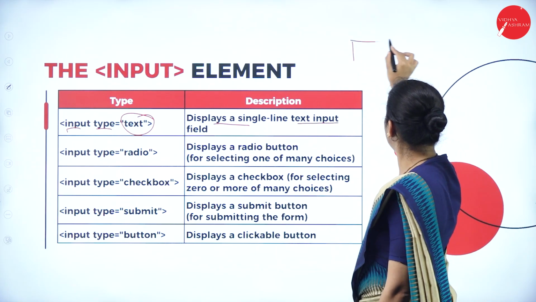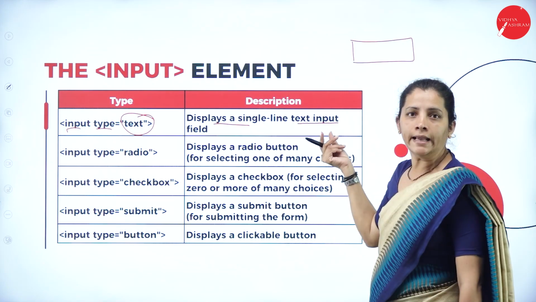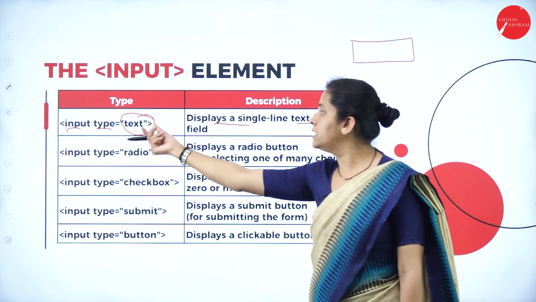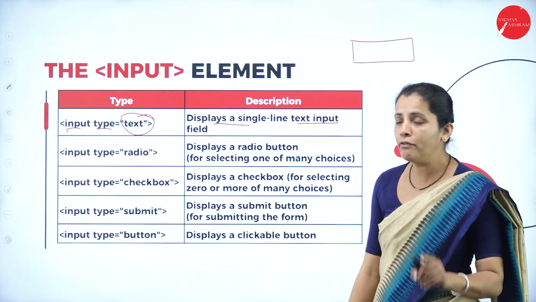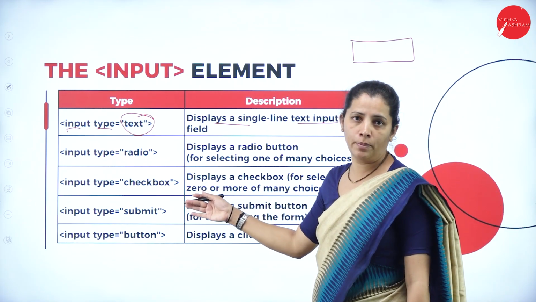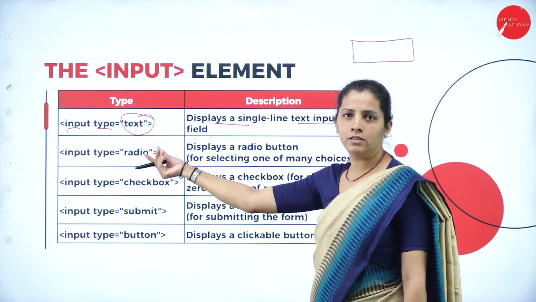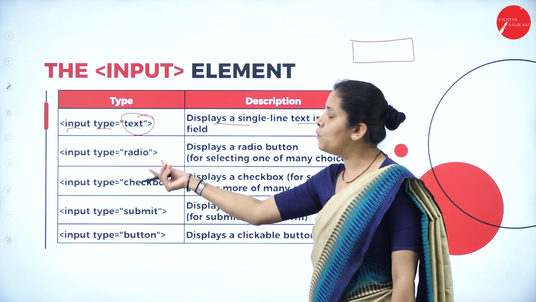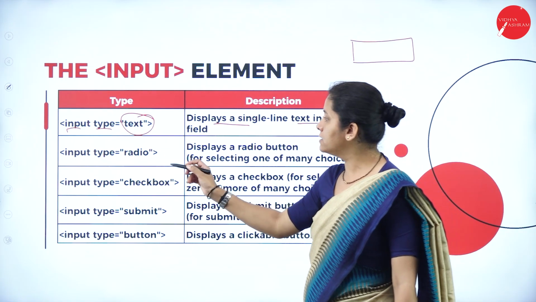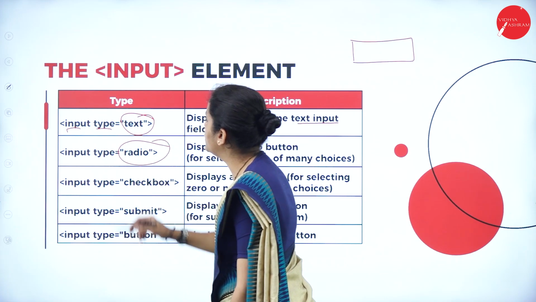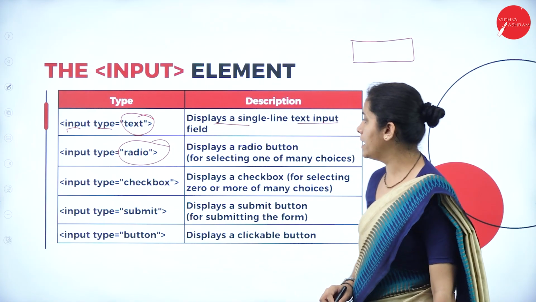Okay, so if I want to get a single line text field, then I'll go with the type text. If in my form I want to use a radio button, input is an element. Then what type of element am I using? That is nothing but the attribute radio. Type is nothing but radio.